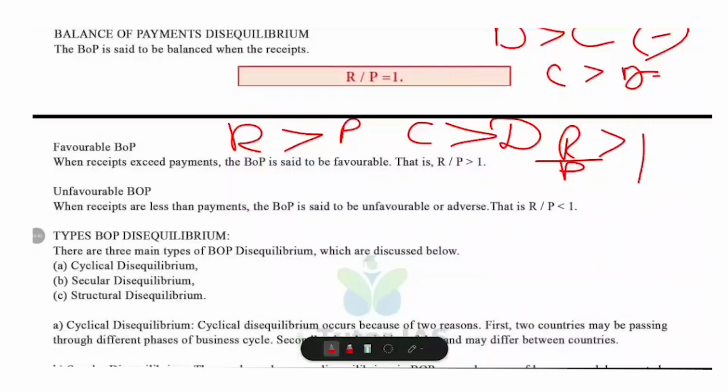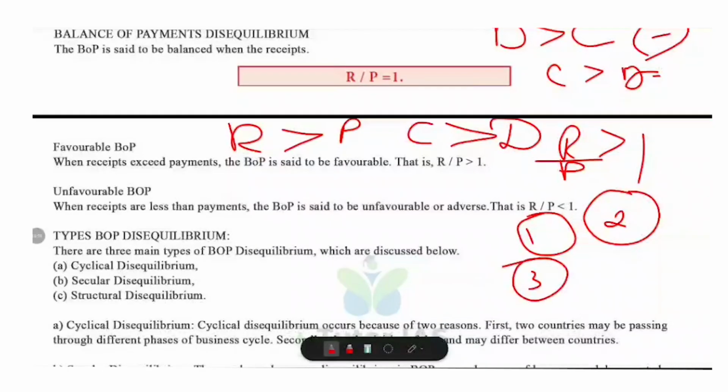So this means more money is coming into the country than going out. So what are the consequences of favorable BOP? There is an increase in foreign reserve, a stronger currency in the foreign exchange market, greater capacity to import goods and services, and also a boost in investor confidence.